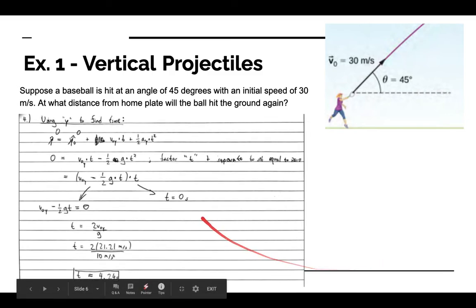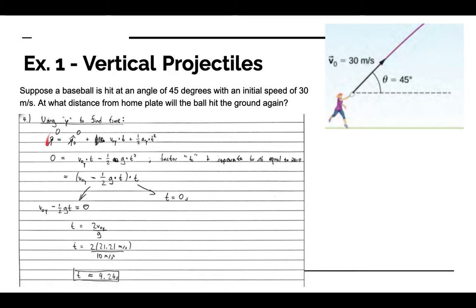So now, in step 4, we go to the y direction to solve for time. We know our final height is 0. We know our initial height is 0, so we can cross those out to get 0 equals our initial vertical velocity times time minus 1/2 of our acceleration of gravity times t squared. So now we have a common term of t here. Just like we do with polynomials in Algebra 2, we factor out this t so that we have v naught y minus 1/2 g times t outside of the parentheses equals 0.